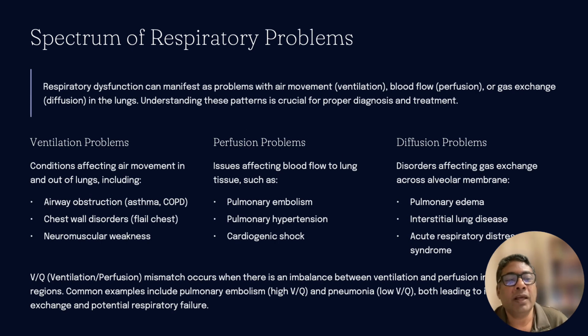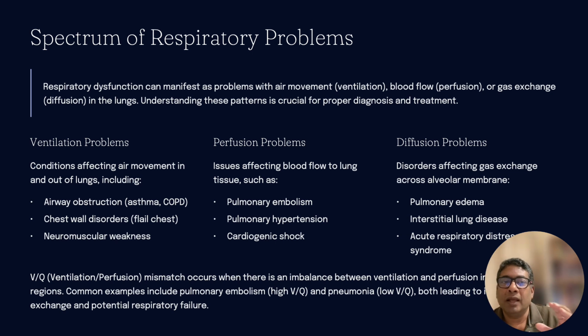Respiratory problems, I think the way I approach respiratory problems is, either it's a ventilation problem, perfusion problem, or a diffusion problem. Ventilation problem, I've just put examples over here, like neuromuscular weakness, airway obstruction, chest wall disorders. Perfusion problem like pulmonary embolism, pulmonary hypertension, cardiogenic shock, or diffusion problem causing pulmonary edema, interstitial lung disease, acute respiratory distress syndrome. Or somewhere in between, sometimes you have ventilation and perfusion problems, so you call it ventilation perfusion mismatch. At one end, if you have no perfusion, but there is ventilation, what do you call it? A dead space. So no perfusion means dead space.